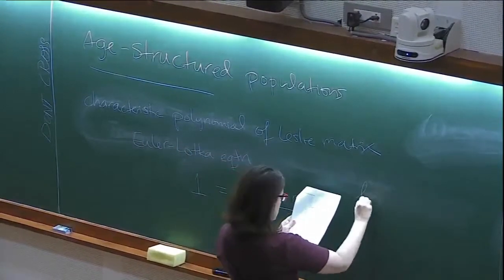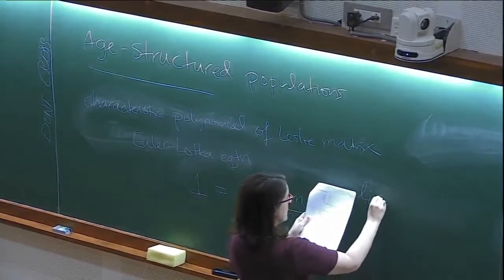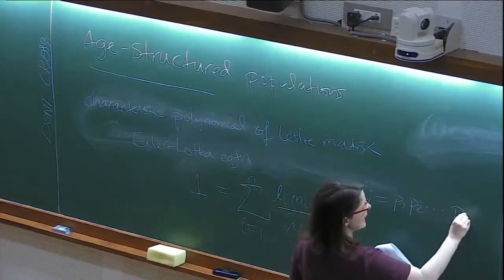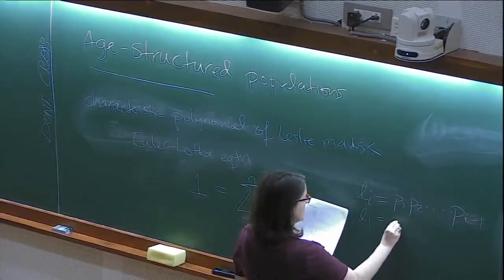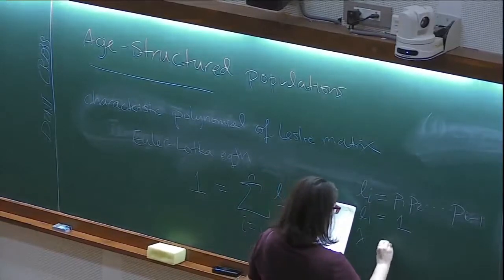Where the L's are the probability of surviving to a certain age, to age class i. So this is P1, P2, through P(i-1). And we define L of 1 as being 1. And the lambdas are the n eigenvalues.